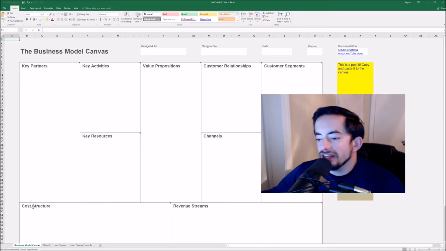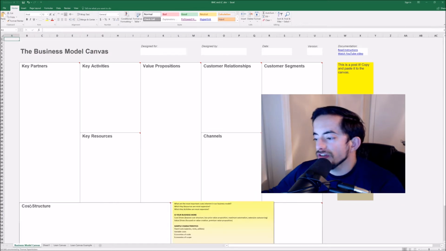All right, the next area is going to be the cost structure. Now in this, it's going to be very, very basic.